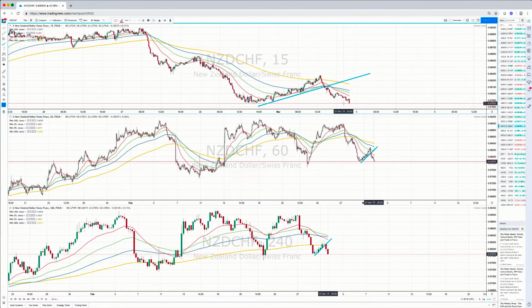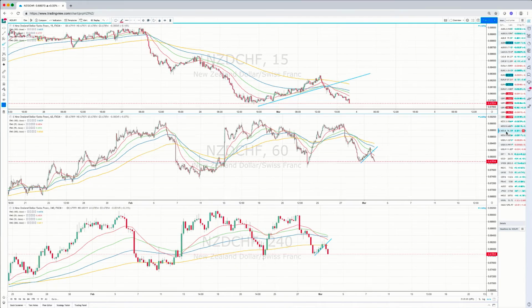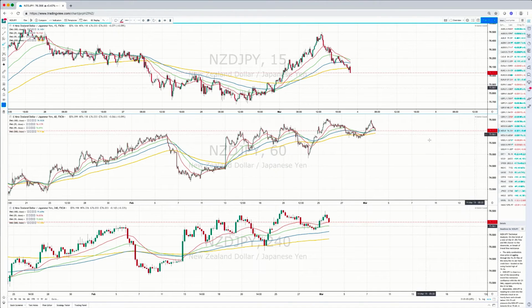Now this one here I think is going to continue and break beneath the lows and potentially go towards the 0.6770 area. But if you're not already in this trade, it's already gone. It's too late. There's not a lot you can do about it, I'm afraid.